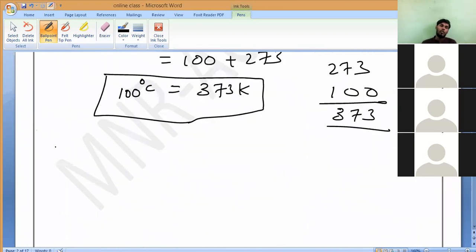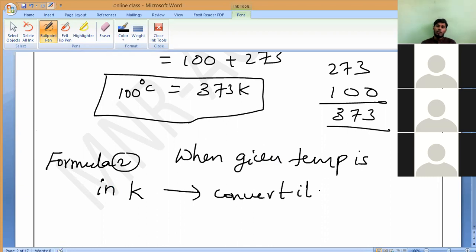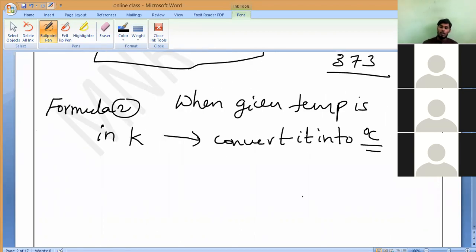So now let us go for Formula 2. We will use this formula when the given temperature is in Kelvin and we need to convert it into degrees Celsius. And you remember, Mari, definitely Kelvin scale we cannot convert directly to Fahrenheit. We don't have a direct relation.